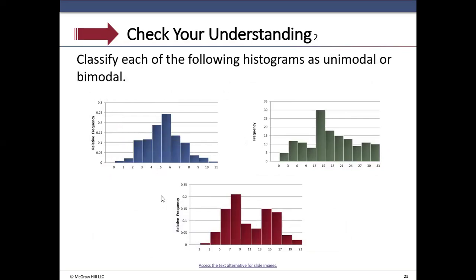The one on the top left is unimodal. The one on the top right is also unimodal. The one on the bottom center is bimodal.